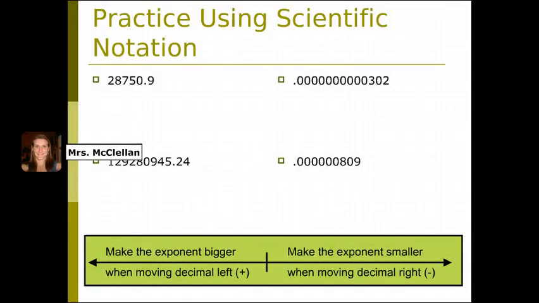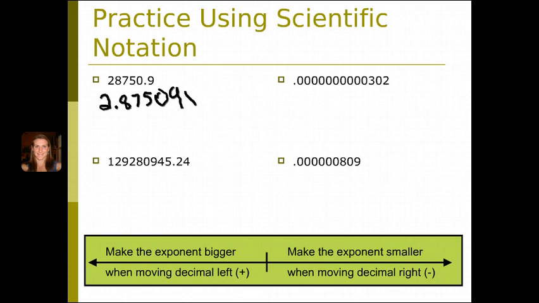Okay, we're going to practice, so let's start with this one. All right, so we need to put the decimal point after the 2, and we need to include all numbers that are non-zero numbers except for this 0 because it's between two non-zero numbers. So we need to include that, and then we put times 10, and how many did we move? We moved 1, 2, 3, 4, 5, and we moved to the left, so it was positive.